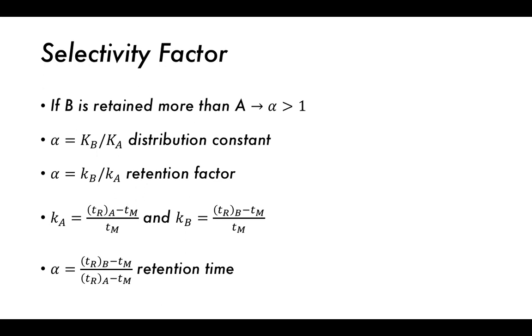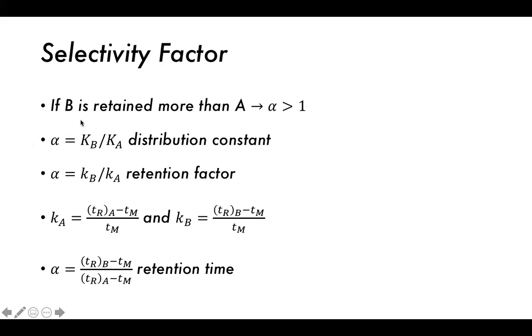The selectivity factor is going to describe how much the system selects for a particular component. If we have a mixture of A and B, it's sort of like how much more is one of A or B retained compared to the other. So basically, which one is going to be retarded more. If B is retained more in the stationary phase than A, then alpha is going to be greater than 1. But if it's the other way around, then it's going to be less than 1. So alpha is the selectivity factor.